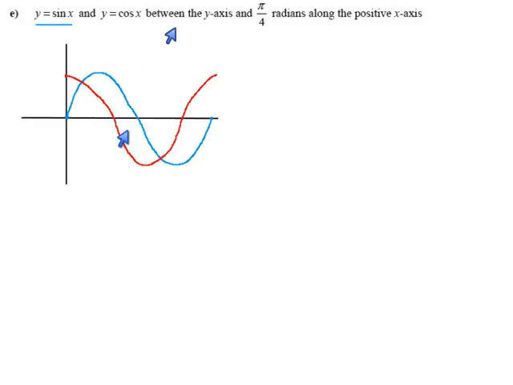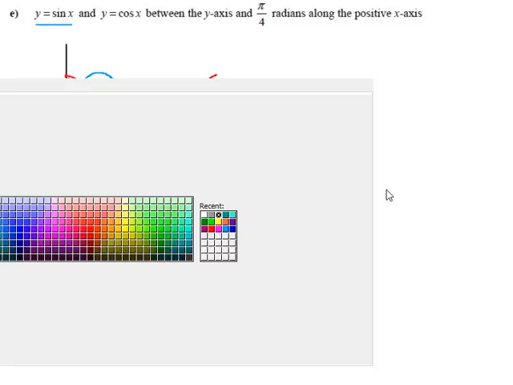So there's our two waves, and they want the area that's between the y-axis and pi by 4 radians. I believe they're talking about this section here. The question is, is that intersection at pi by 4 radians? I believe it is, but let's make sure before we go on.